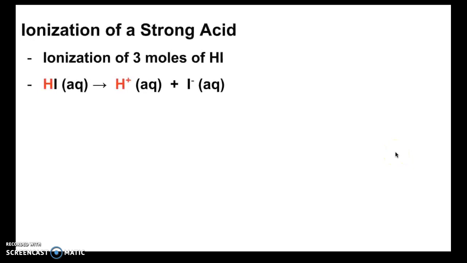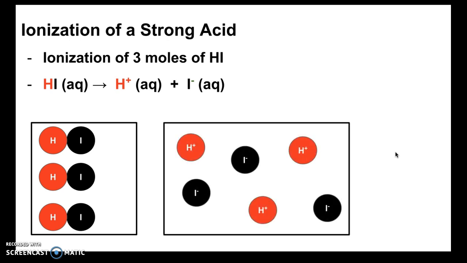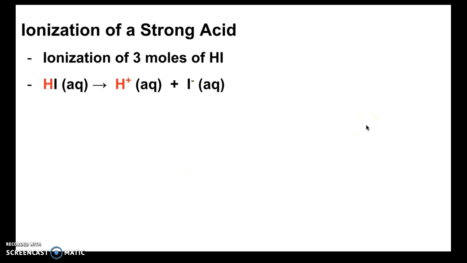Okay, so let's look at strong acids. Again, same sort of thing. We start off with HI, and since it's a strong acid, it's one of our list of strong acids. It's going to completely ionize, so we use a single arrow here, and then in the particle diagram, we split everything up into its ions. There are no molecules left.